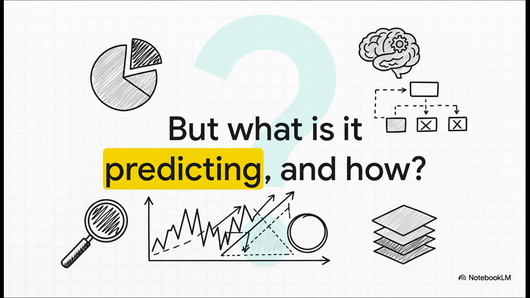So, that's the big question, isn't it? What is this map predicting? And maybe more importantly, how did they even come up with that? Let's peel back the layers and see how it works.